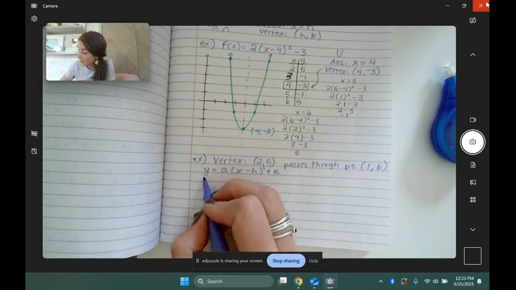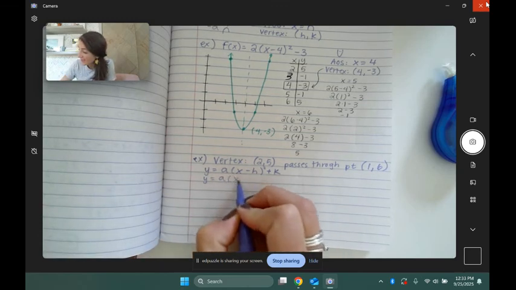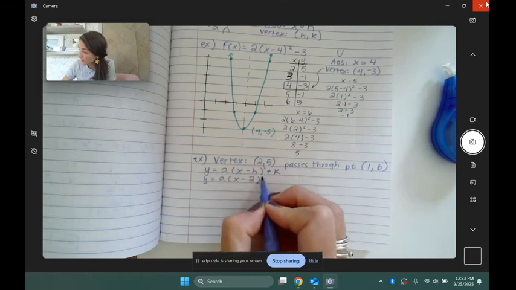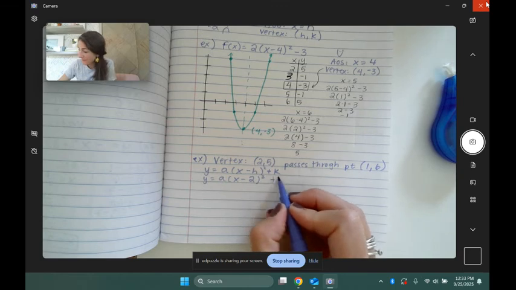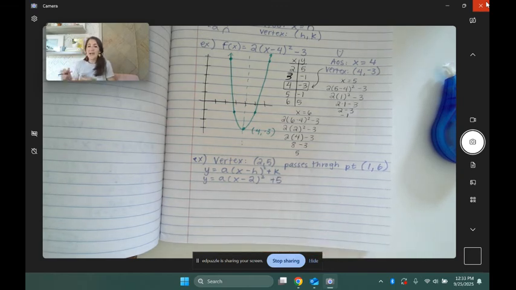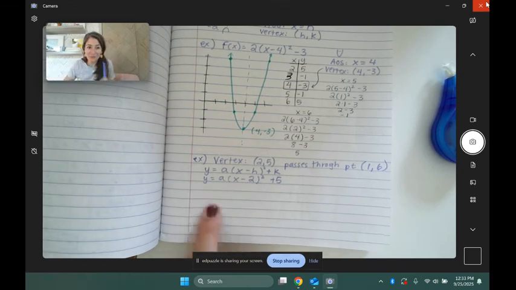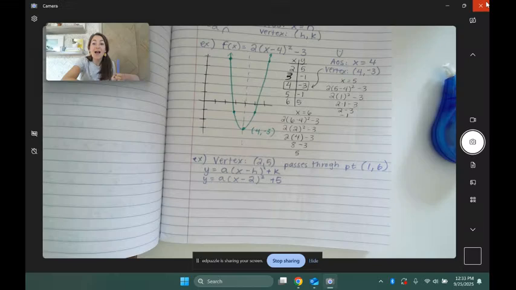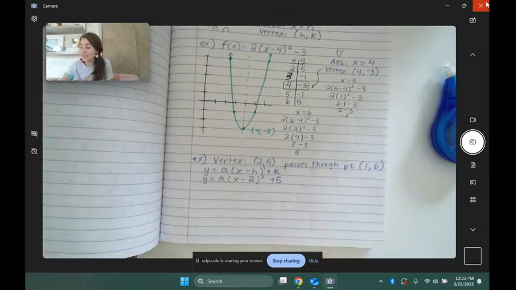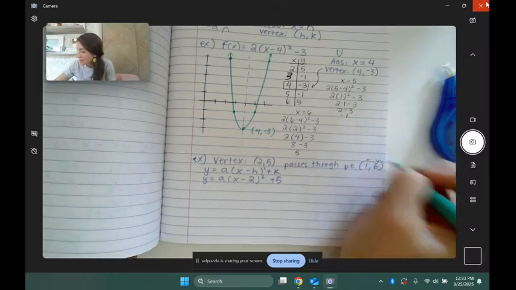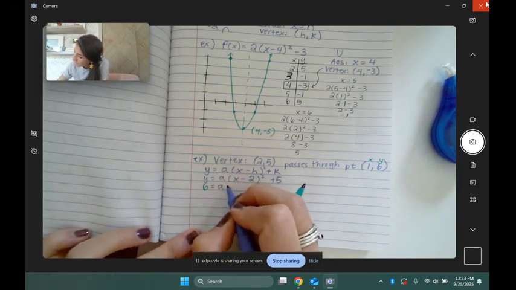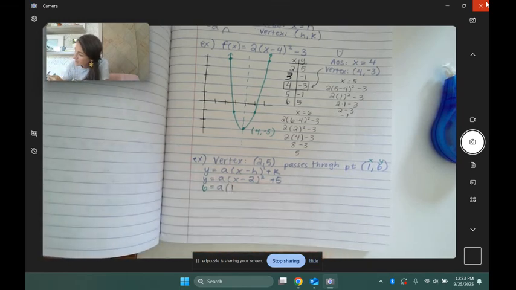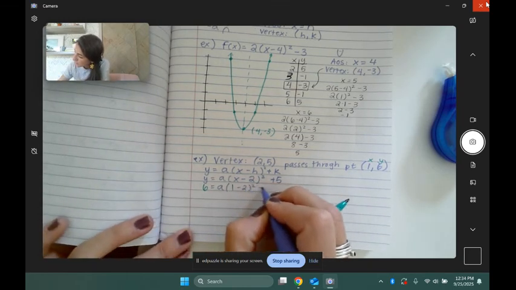Anyway, I'm going to start with the vertex form here. Plug in everything you know. So a times (x minus 2), and it's minus 2 because it's positive 2 in the vertex, plus k, which is 5. And I still have 3 letters here. So in order to have just one letter at a time, I also need to plug in my point. With your point, this one's x, this one's y. So 6 equals, I still don't know a, times (1 minus 2) squared plus 5.